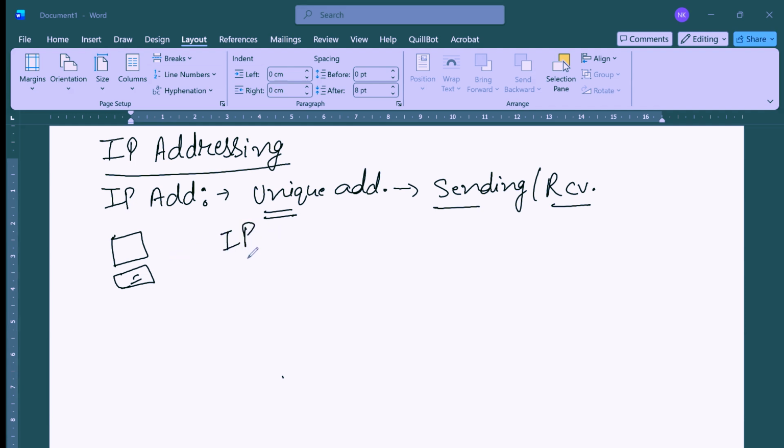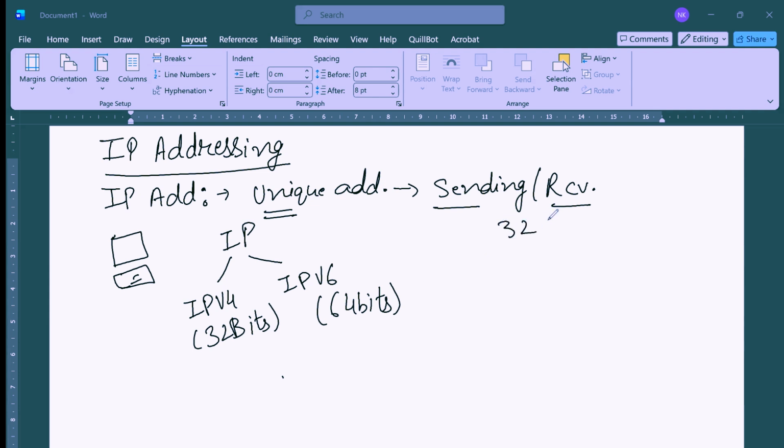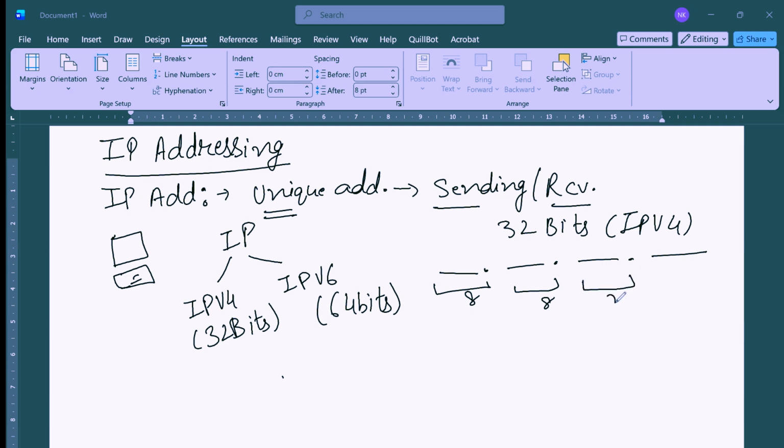The IP address that we are talking about is of two types, called IPv4 and IPv6. IPv4 is 32 bits in length and IPv6 is 64 bits in length. These 32 bits in IPv4 are divided into 4 octets. By octet, I mean that every octet will have 8 bits in it. So at the max, 8 bits will be there in each octet. All the IP addresses in IPv4 are divided into certain classes.